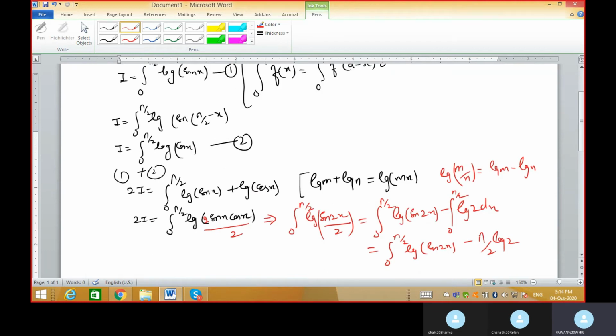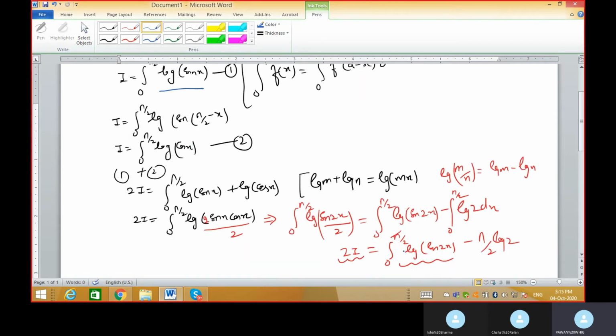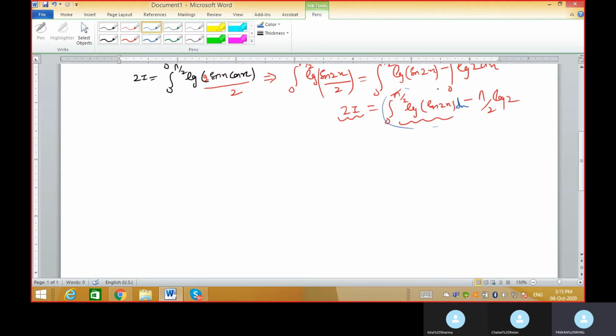So see, our answer, minus pi by 2 log 2, is here, but still we have this term extra and this term extra. So how to overcome this? This is a trick basically, and this will take most of your time, and it is very important. The problem is that this is the integral of log of sin 2x, but our question is the integral from 0 to pi by 2 of log of sin x. If I somehow make it log of sin x, then the whole portion will become I, and then 2I minus I is I, and we will have our answer. It will take most of your time to prove this thing as log of sin x.